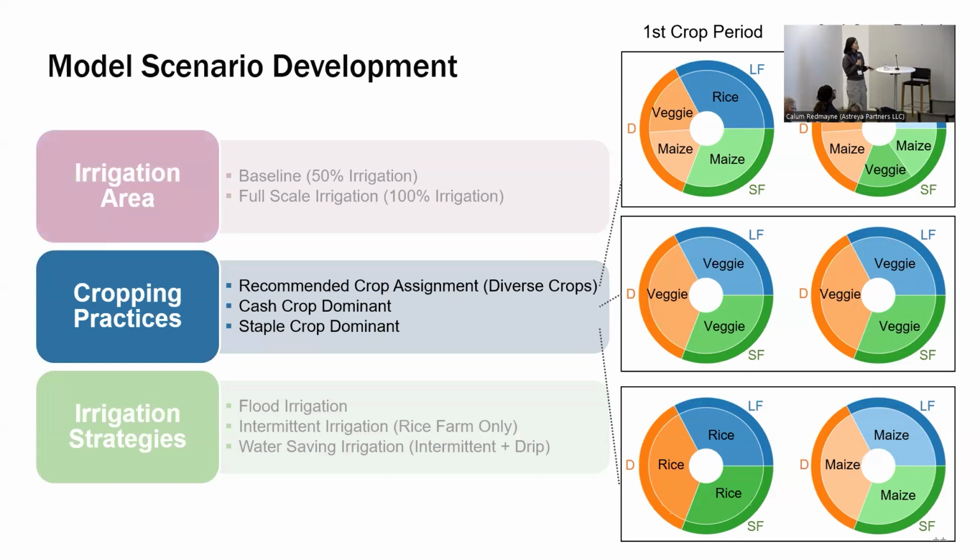In the second group, assuming 100% irrigated land, we also investigated 3 different cropping practices. The first one is the recommended crop assignment by the irrigation project agency, which involves growing diverse crops based on the flood risk zones. The second one is economy-driven, whereby farmers only grow cash crops, such as kales and tomatoes. And the third scenario assumes farmers practice subsistence farming. So the farmers only grow staple crops, such as rice and maize.